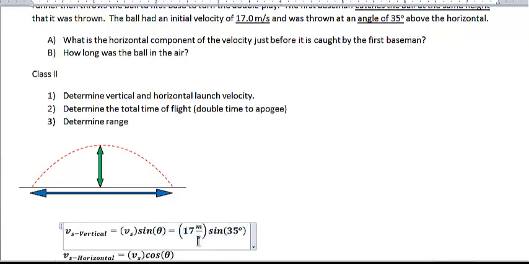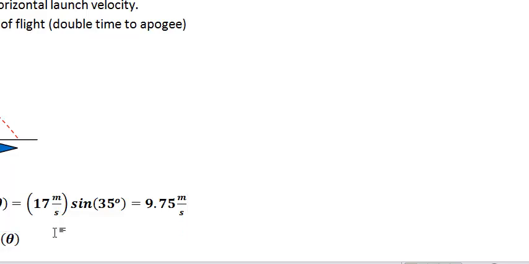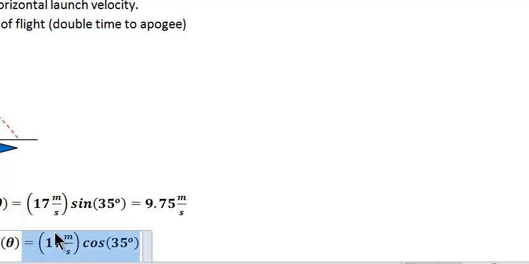So it's 17 meters per second times the sine of 35. I grab my calculator, I figure out what that is, and it works out to 9.75 meters per second. And then I do the exact same thing for the horizontal velocity. There are the particulars, and when you work it out on your calculator, you get 13.92 meters per second. When the ball is thrown, it starts traveling both horizontally and vertically at two different velocities, and that's dependent obviously upon the angle.